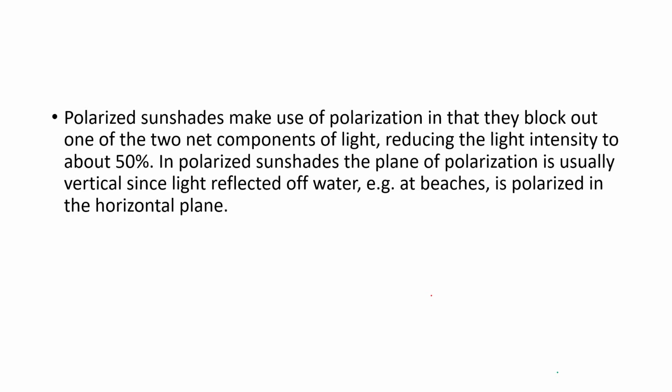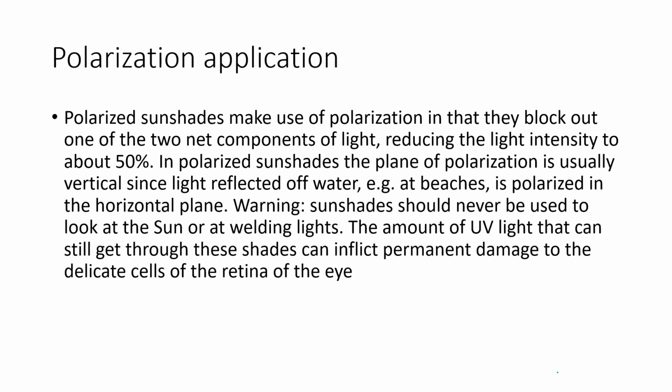When it comes down to the sunlight, as we said, a polarized sunshade makes use of polarization in that they block out one of the two net components of light, reducing the light intensity by 50%. It says that in a polarized shade, the plane of polarization is usually vertical, since light reflecting off water, for example, beaches, is polarized in a horizontal plane. So there are several things happening there. You can read it up for yourself, all right?